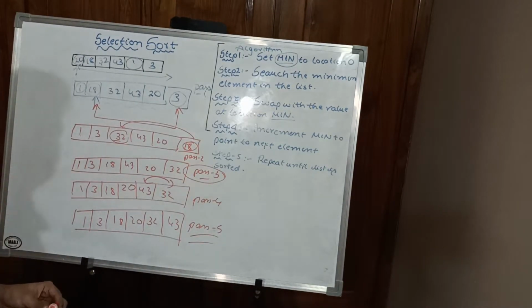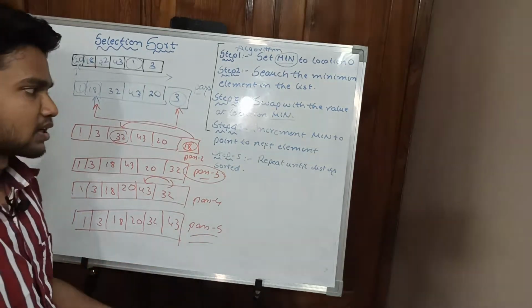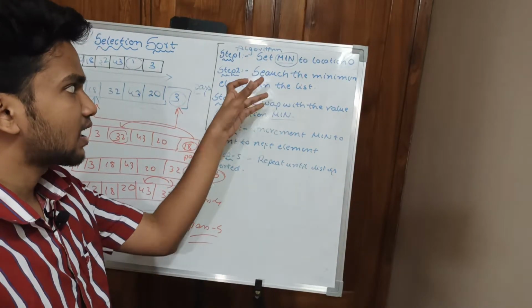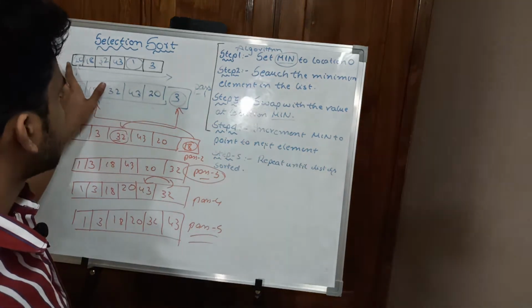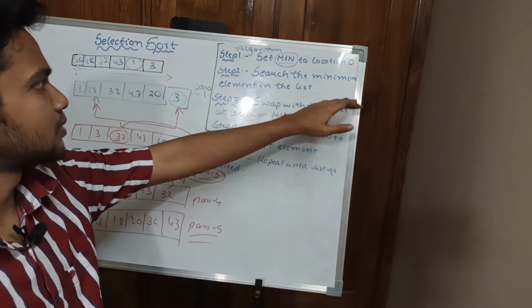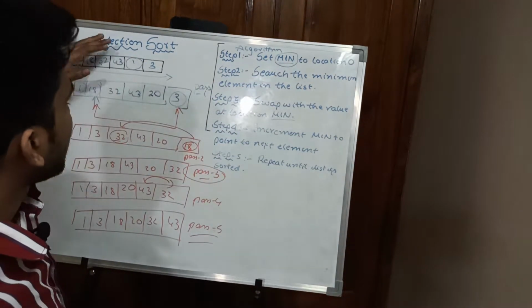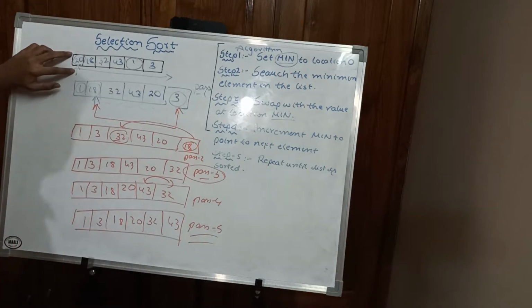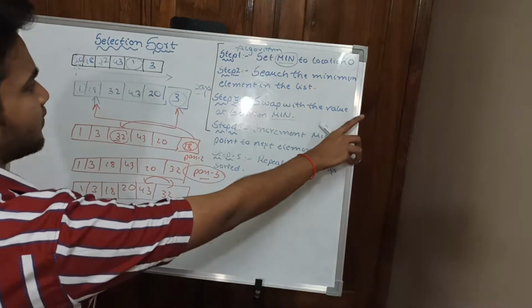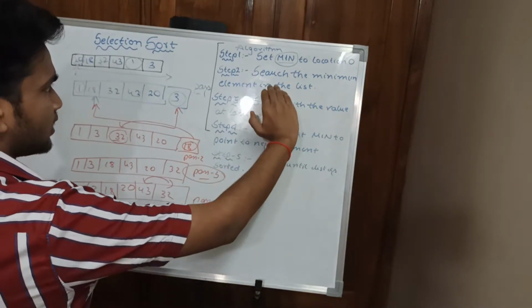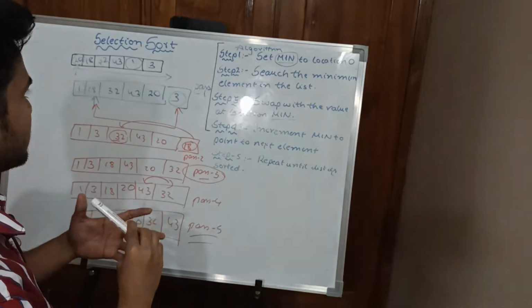Okay, so this is how the procedure really goes on. Again, now check once the algorithm. We have set the minimum value to location 0 and search for the minimum element in the list. After setting this as the minimum element, that is, we assume 20 as the minimum, we check for the least element that is present in the array.